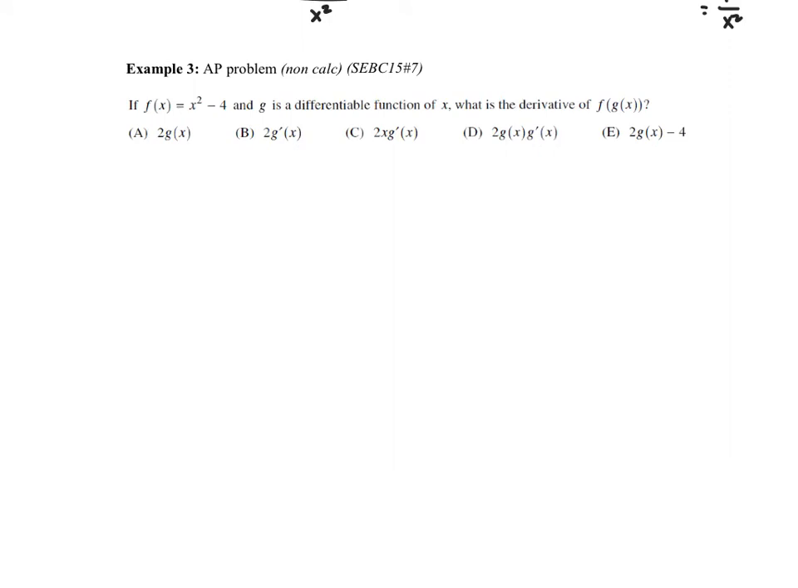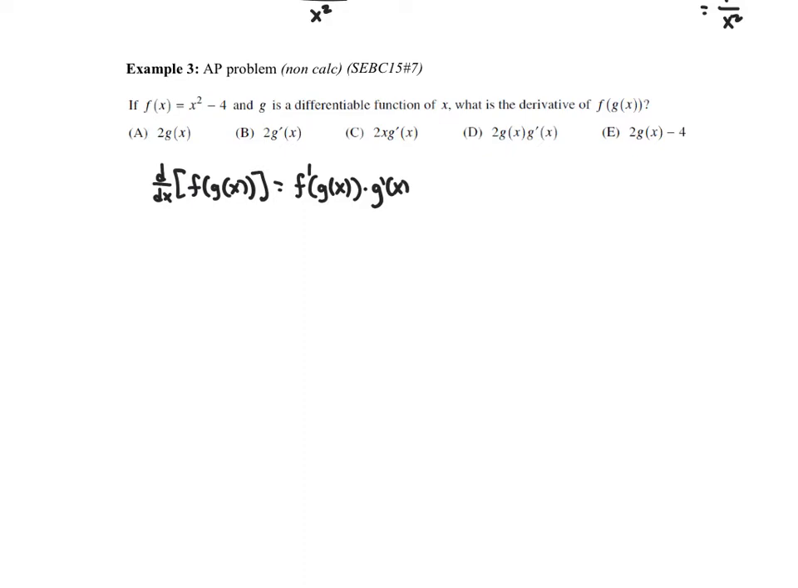Example 3 here gives us that f of x equals x squared minus 4, and g is a differentiable function. What is the derivative of f of g of x? Okay, so I would first write this in general form. So the derivative of f of g of x would equal f prime of g of x, as we know from above, times g prime of x.